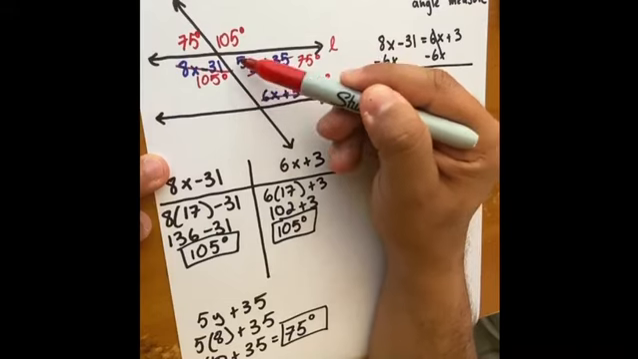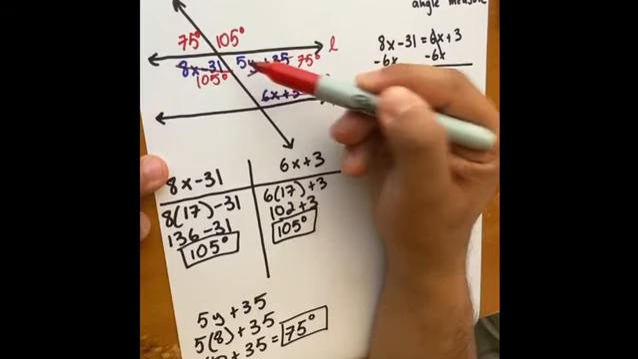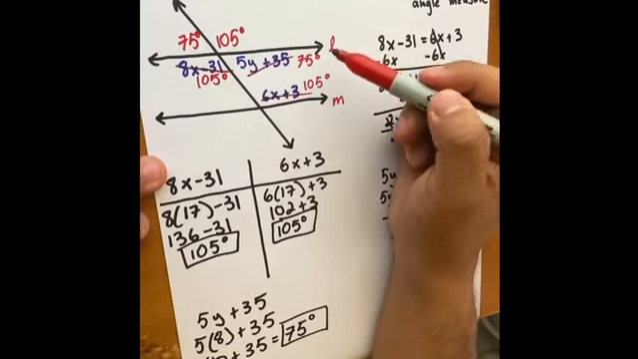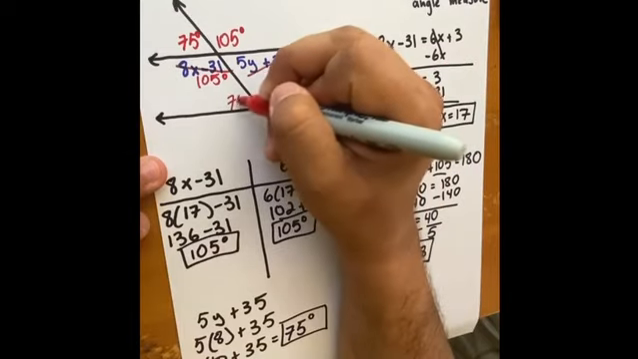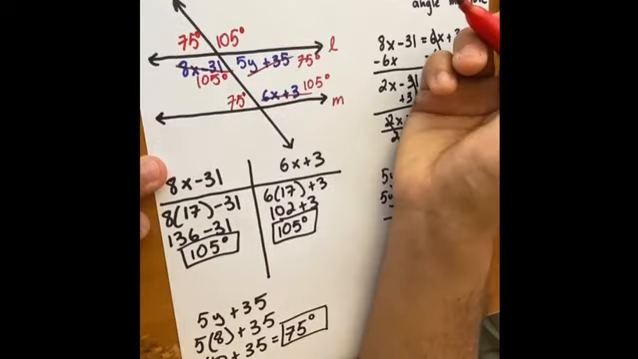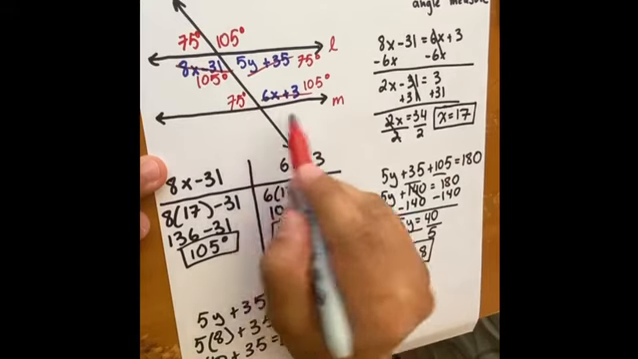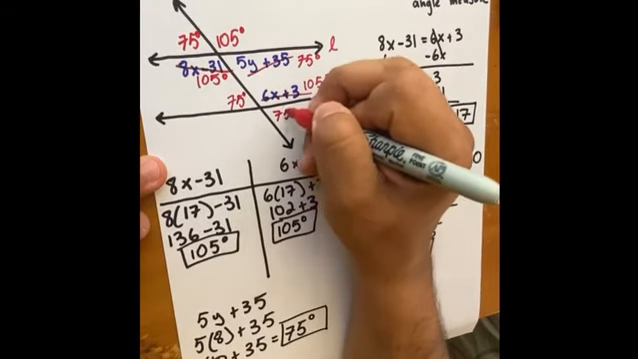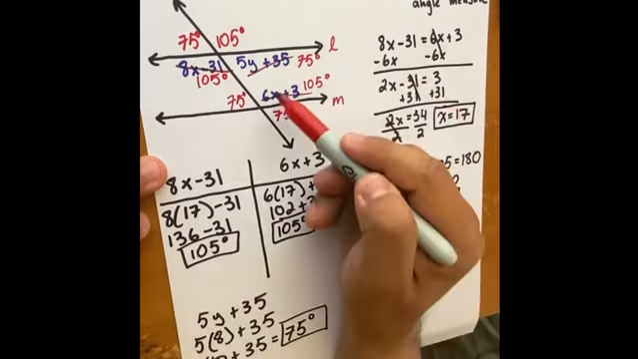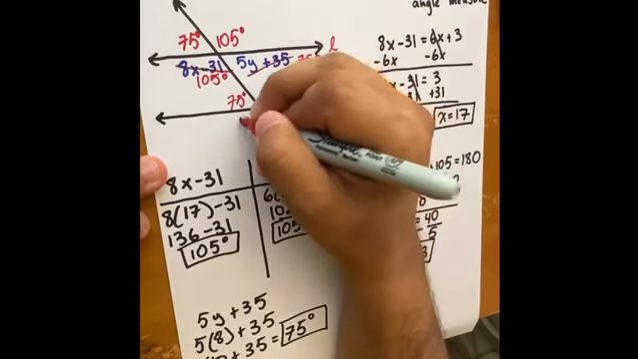Using vertical angles again, if this angle measure is 75, that means this angle measure is 75 degrees as well. What is this angle measure? This angle and this angle are alternate interior angles. Alternate interior angles are congruent, so that means that this angle measure is 75 degrees as well. Again, vertical angles, that means this angle is 75 degrees as well. And this angle measure is 105 degrees as well.